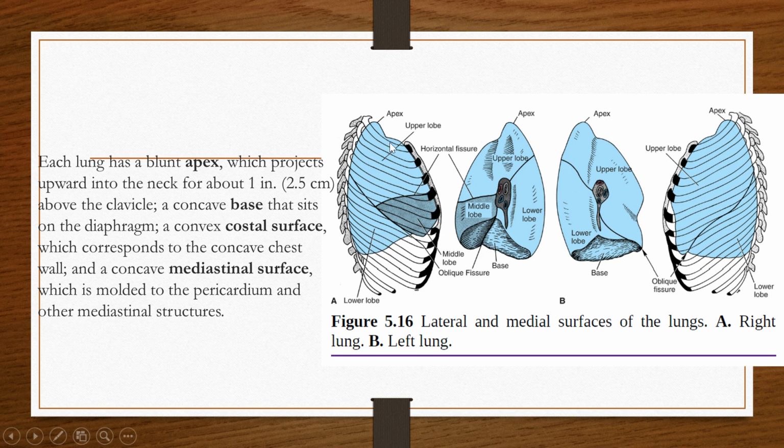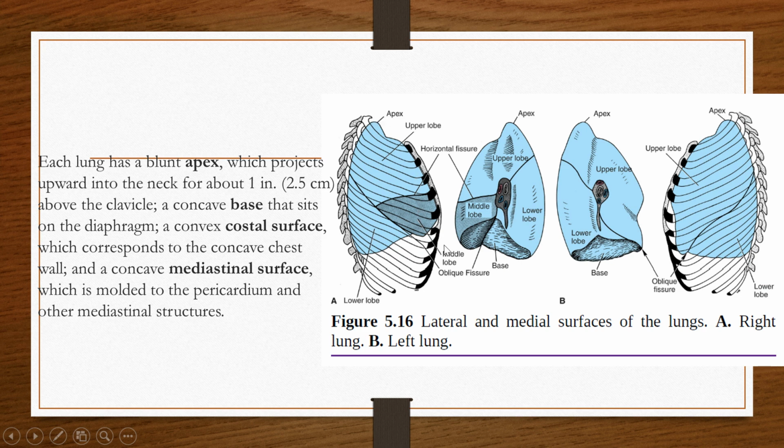Now, you know that the lung has a blunt apex. Just like the pleura, which we have studied has an apex, a base, a costal surface and a mediastinal surface, all these things will be present in the lung also, because the pleura was the covering of the lung. So the lung has an apex. See here, this is the apex, which projects upward into the neck for about 1 inch, that is about 2.5 centimeters, above the clavicle.